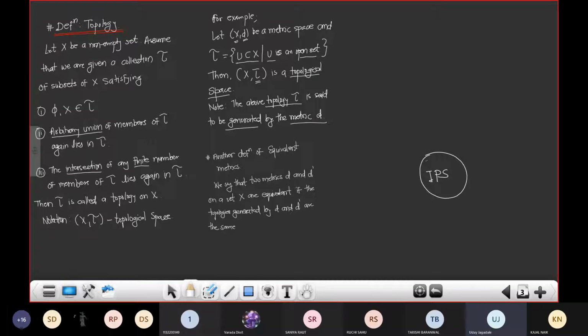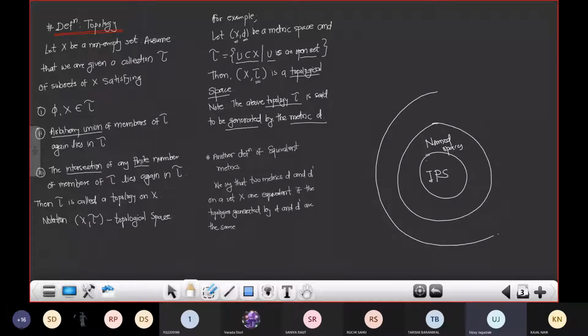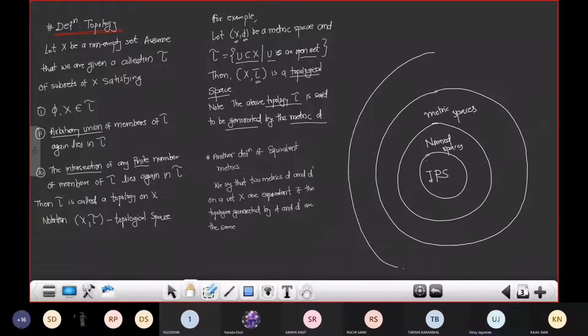Discrete metric, yes. So the collection of inner product spaces sits inside the collection of norm spaces. Every norm gives us a metric, so norm spaces sit inside metric spaces. And every metric space, as we have just seen, gives us a topology. So this is your topological space, or just topology. This is the diagram of the inclusion of spaces.